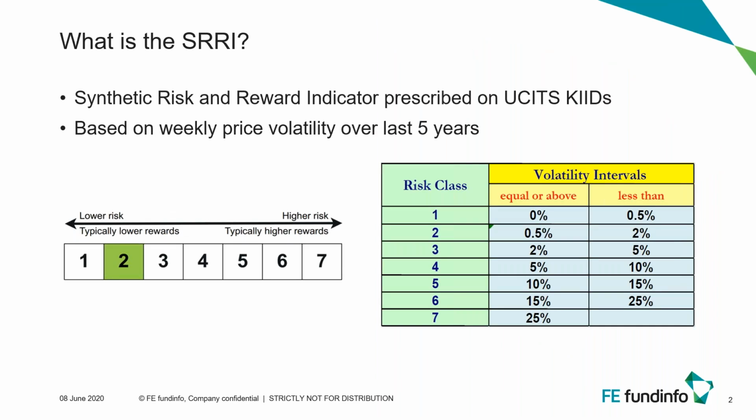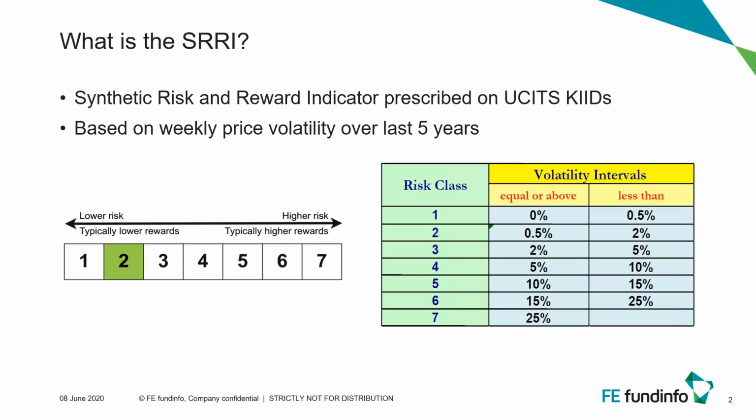To start with, let's just recap what the SRRI is. With the advent of UCITS KIIDs in 2012, all groups could, for the first time, show how risky their funds are in a comparable way, as every UCITS fund has to calculate its price volatility over the previous 5 years, rescale it to an annualized number, and then using that annualized volatility, arrive at a risk and reward number between 1 and 7. This would then be highlighted on the slider as shown here.